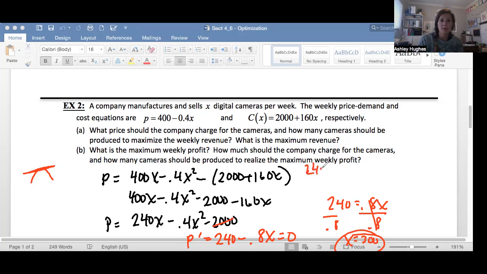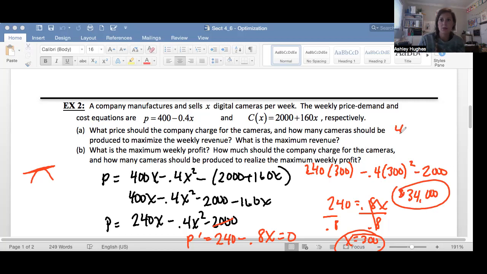So it's 240 times 300 minus 0.4 times 300 squared minus 2000. So what is that? $44,000. And how much should we charge? So that's the price, 400 minus 0.4 times 300, which is 280.